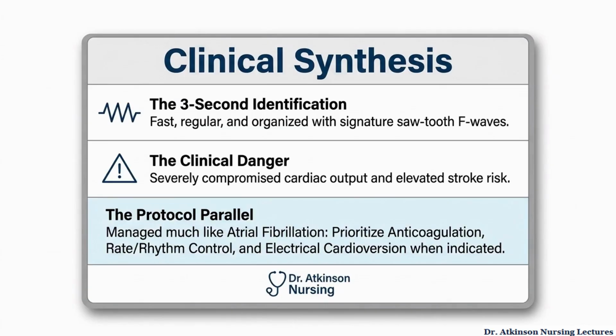In summary, recognize atrial flutter by its fast, regular sawtooth F waves. It carries real danger, compromised cardiac output, and elevated stroke risk, so manage it just like atrial fibrillation. Anticoagulation first, then rate or rhythm control with cardioversion when indicated.